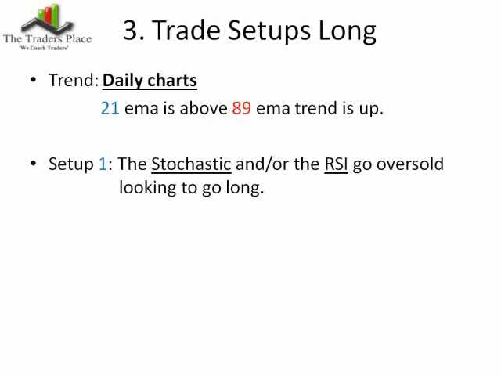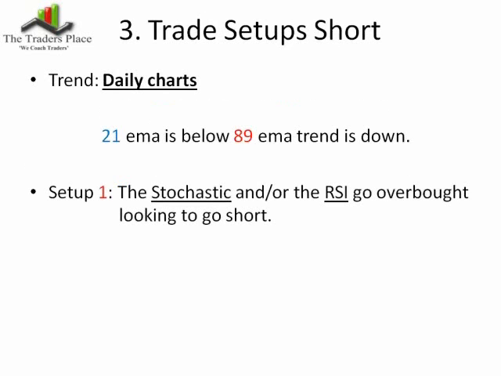The setup is very straightforward. If the 21 EMA is above the 89 EMA, the trend is up. The setup for that, in other words, when I'm looking to make a trade, is when the stochastic and/or the RSI go oversold, I'd be looking to take a long. I don't need both of them to do it. It's great if they do, but it's not essential. On the short setup, if the 21 is below the 89, the trend is down. The stochastic and/or the RSI go overbought, I'm looking to go short in the direction of that underlying trend.